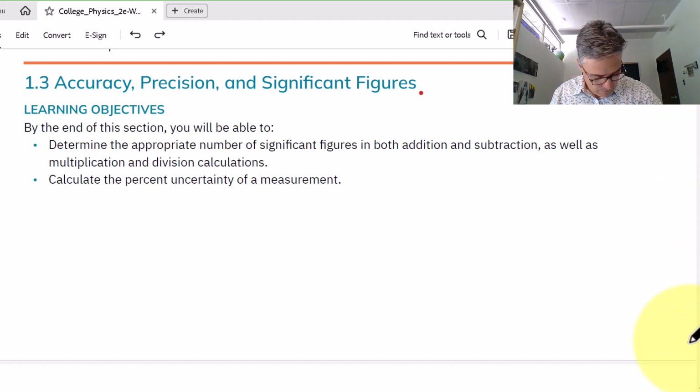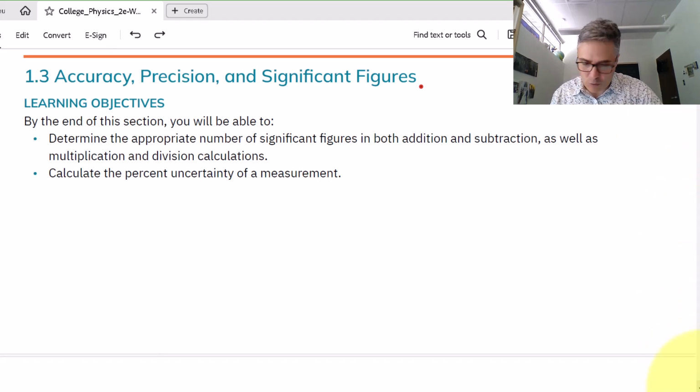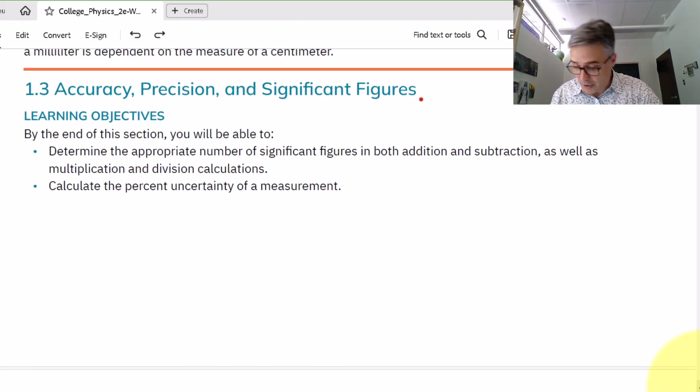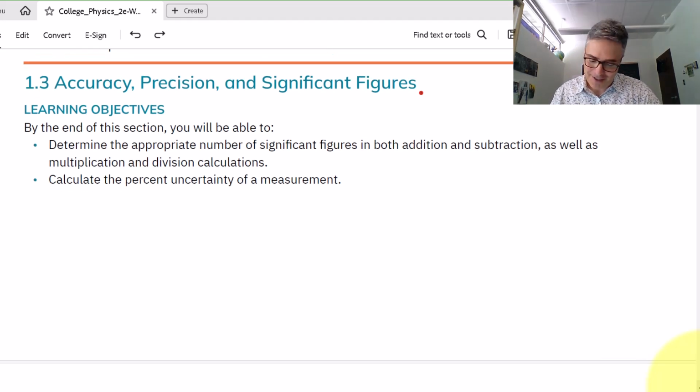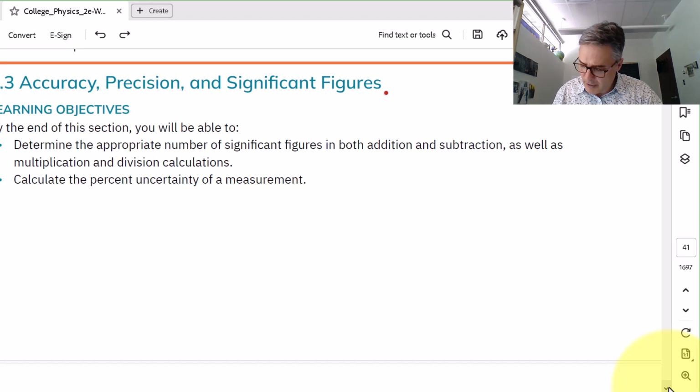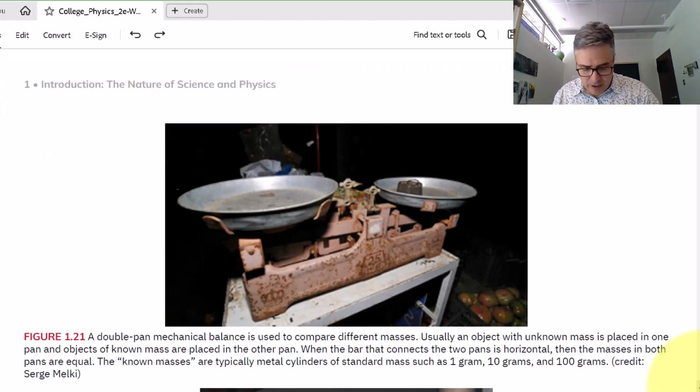We are here finishing off chapter 1. Section 1.3 is called Accuracy, Precision, and Significant Figures. It's called page 23, but on your PDF it's page 41. It starts off by talking about measuring mass.